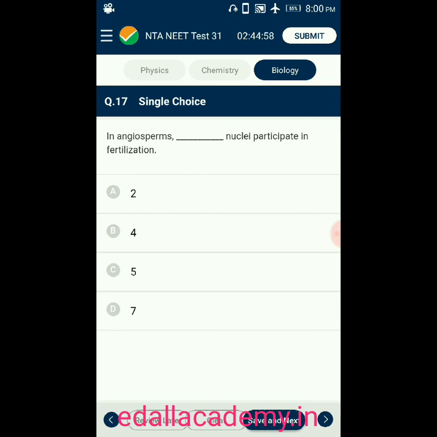Question number 17. In angiosperms, dash nuclei participate in fertilization. Angiosperms show double fertilization. In syngamy, there is a fusion of one male and one female gamete having one nucleus each. In triple fusion, there is a fusion of one male gamete having one nucleus and two polar nuclei. Thus, 5 nuclei, that means two polar nuclei, one egg nucleus and two male gametes, participate in double fertilization. So the answer for this question is option C. Totally, 5 nuclei participate in fertilization.